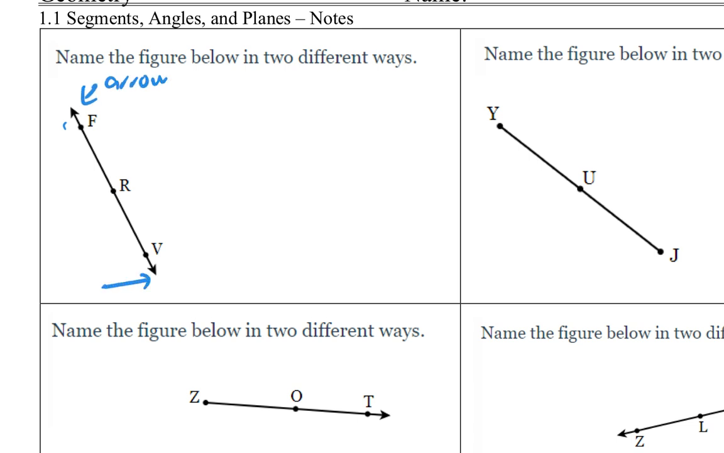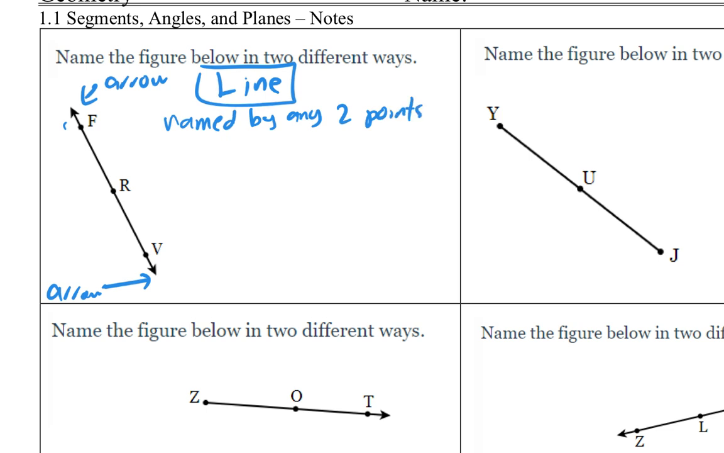Right, if we notice it has an arrow, and that's an arrow, so this is called a line. Okay, and the way we're going to name any line is by any 2 points on the line. It's named by any 2 points on the line. So we're going to call this one, and the symbol that we use is this.